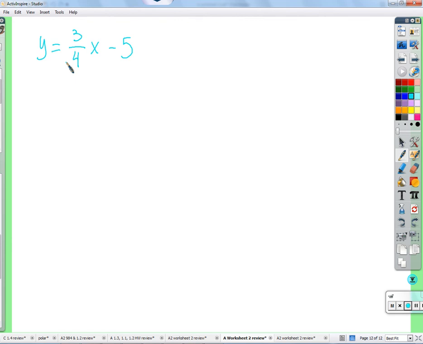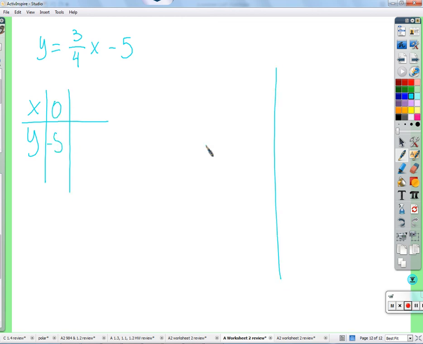You can multiply absolutely any number by 3/4. So let's just talk about it real quick. What would be the easiest thing to plug in for x? Zero. Absolutely. What do I get when I plug in 0? Zero, then minus 5, I get negative 5 as the output of the function. Let's start to keep track: x, y, 0 gives me negative 5. Can I put that on a graph? You bet I can.